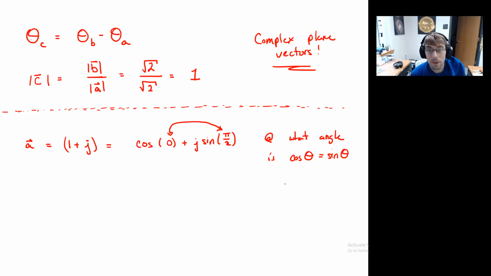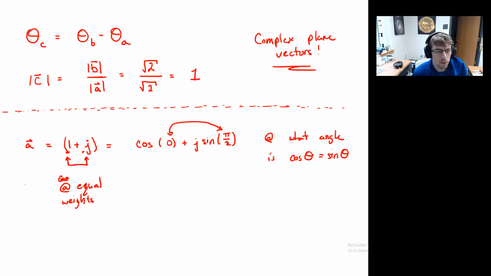You say, oh, okay, well, that's pi over 4. And the reason I say cosine of theta is equal to sine of theta is because the imaginary and the real parts have equal weights. In other words, there's a 1 in front of both of those. So instead of writing this as cosine of 0 plus j sine of pi over 2, because it has different angles, I could find a single angle that works for both of these. And again, it's based off of the equal weights.